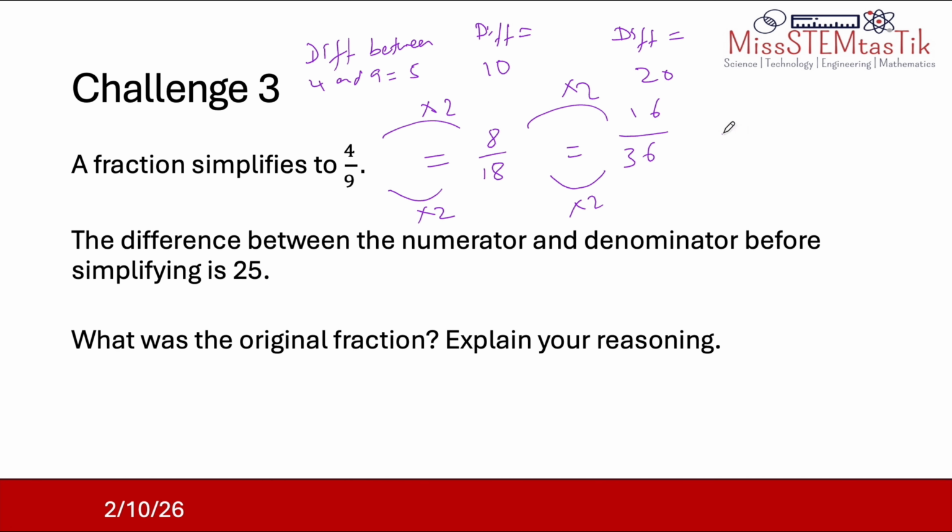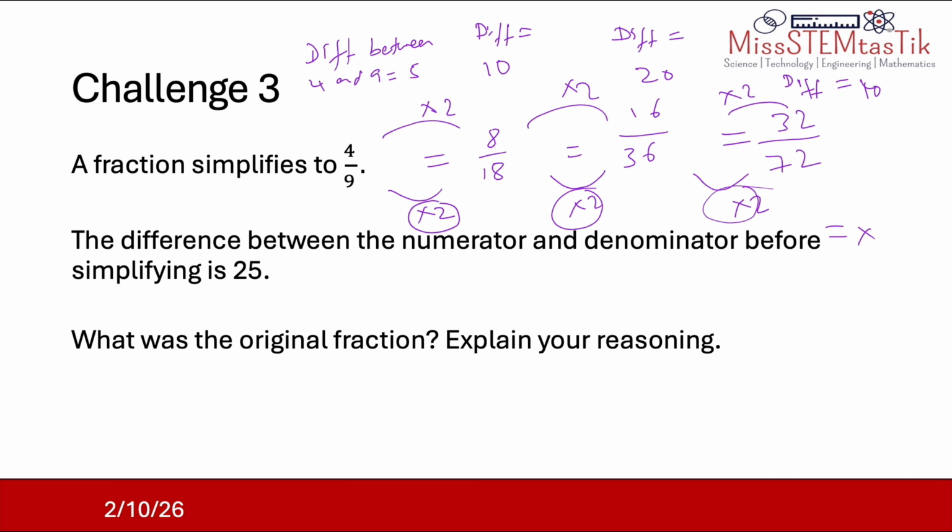I'm now going to repeat the step once more. 16 times 2 is 32, and 36 times 2 is 72. And the difference between these two is now 40, and that's more than what I need. And if you look at this, I've multiplied each time by 2. So therefore, the original fraction has been multiplied by 2 three times.